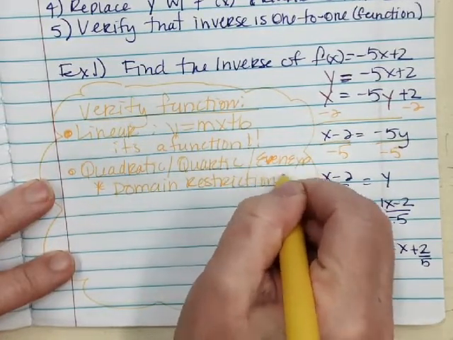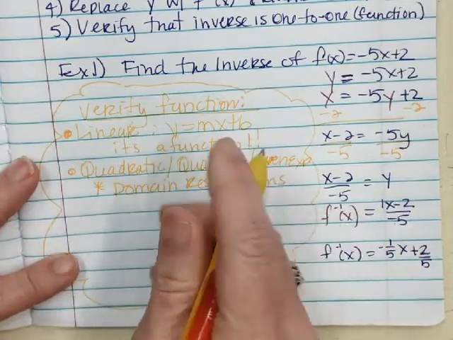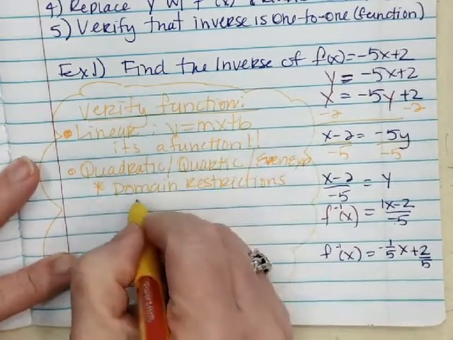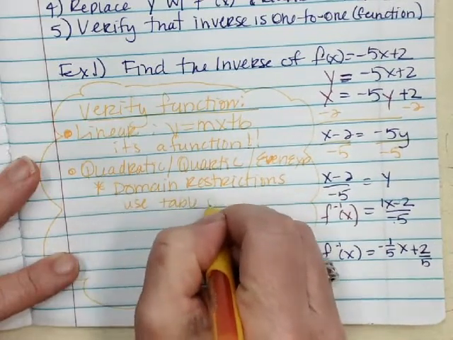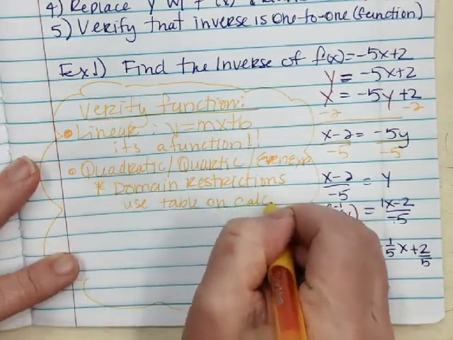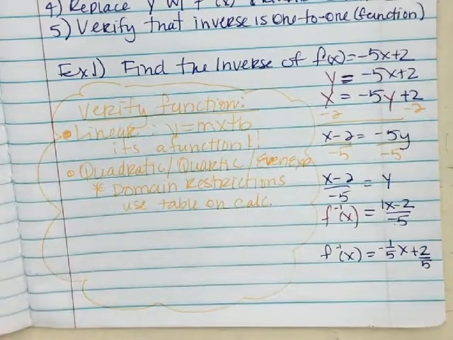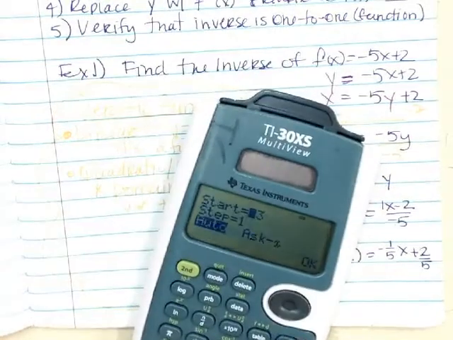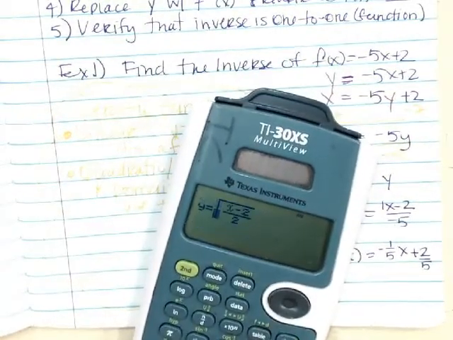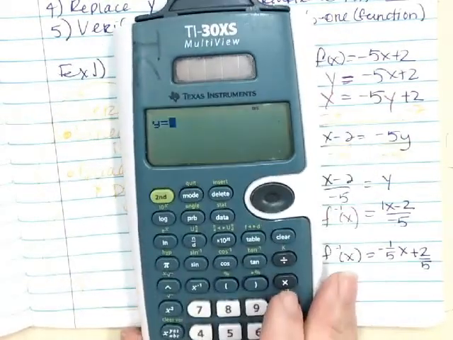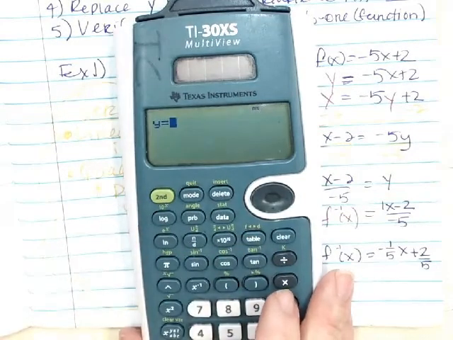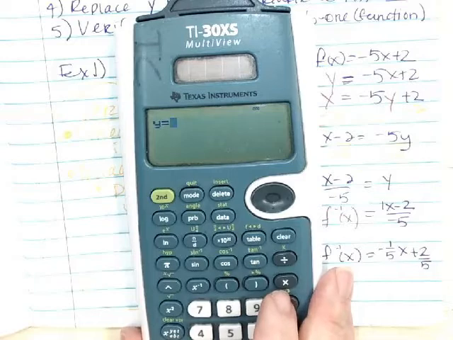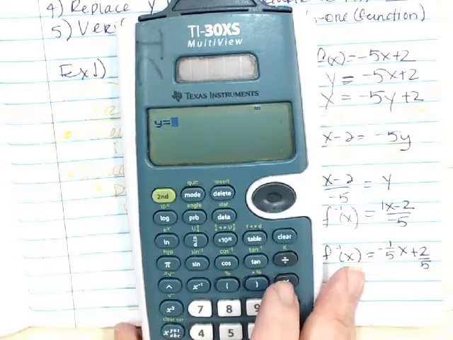And typically, I'm going to show you how to do this in just a second, but the easy, quick way to do it would be to use your table on your calculator. If you don't remember that from the 9th and the 10th grade, on your calculator, you can press that table button right here, and we'll put our function in, and I'll show you how to find the domain restrictions for your inverse function.